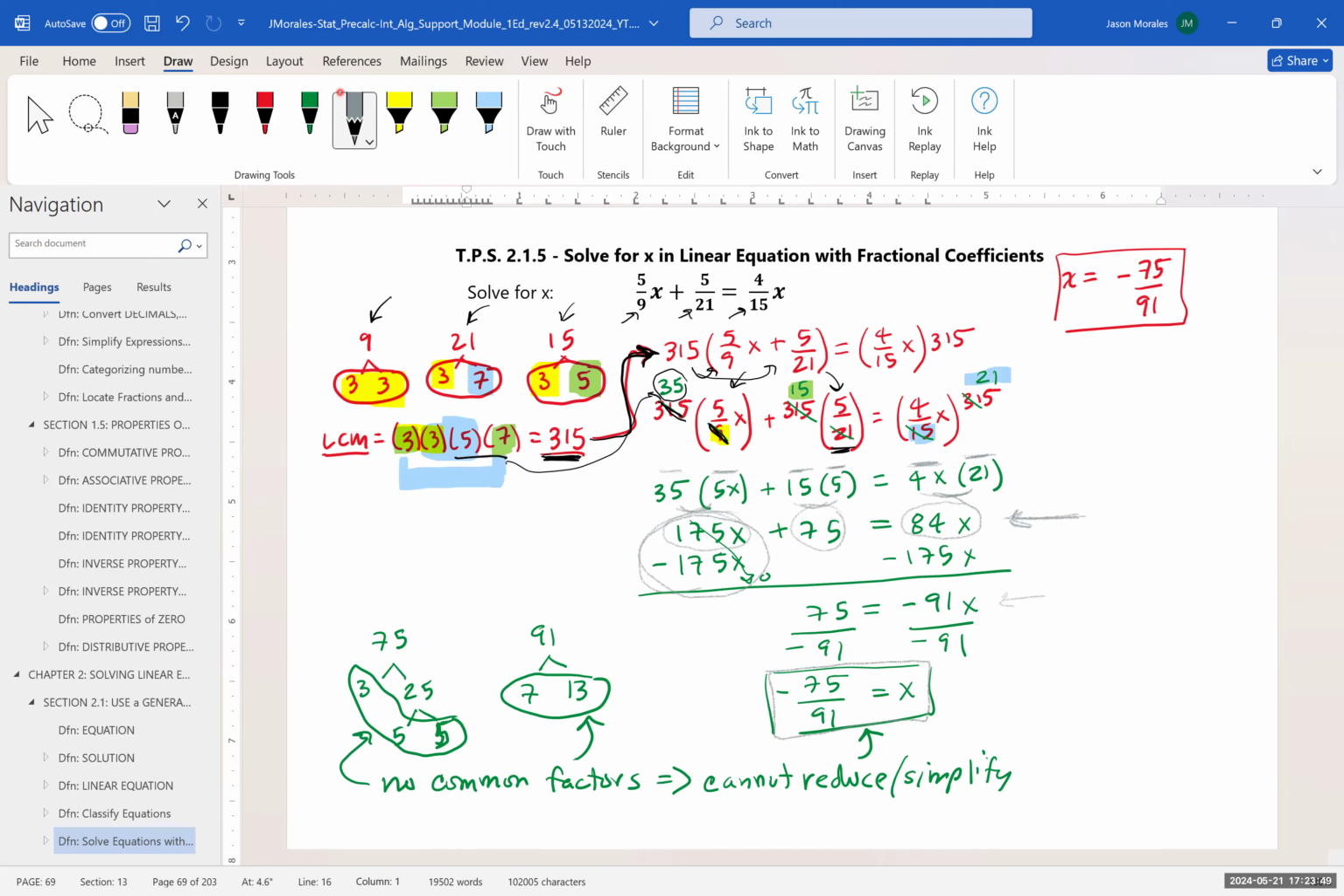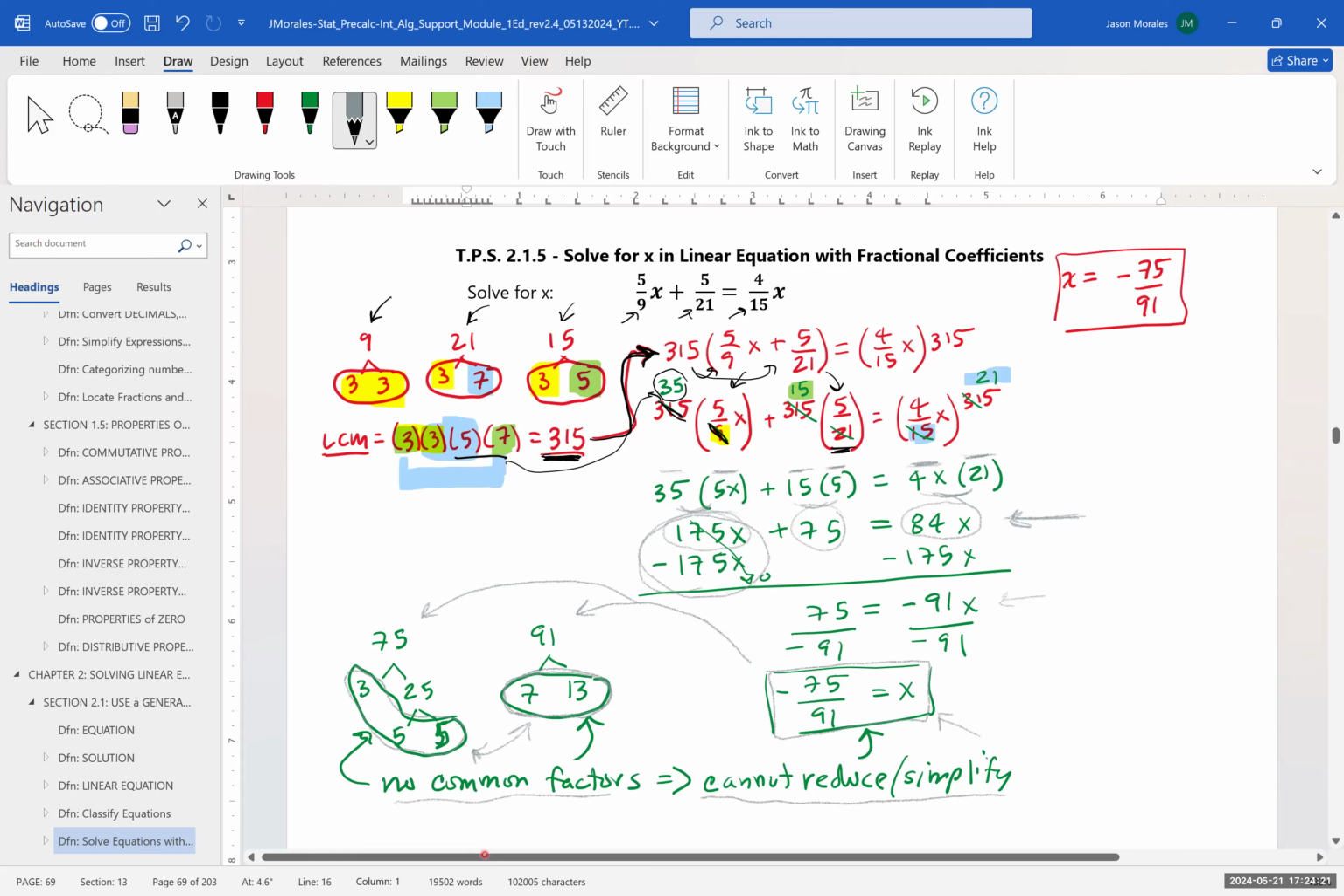91. And what I did next was to see if I can simplify this fraction by looking for common factors between 75 and 91 that maybe I can cancel out. And so 75 is 3 times 5 times 5, and 91 is 7 times 13. Well, these two numbers don't have any common factors. Okay, so since they have no common factors, I can't reduce or simplify this fraction. And so that's the best possible answer that we've got.